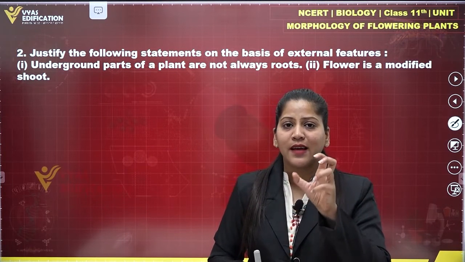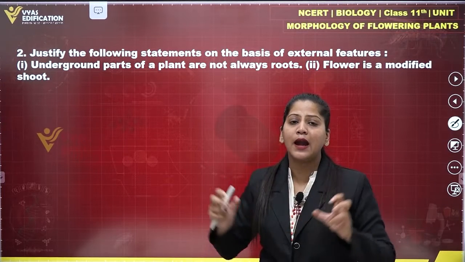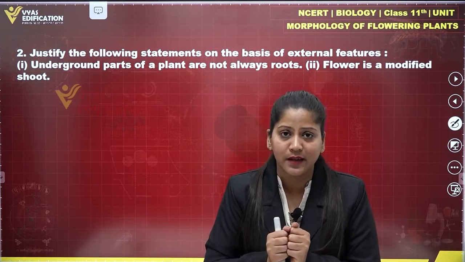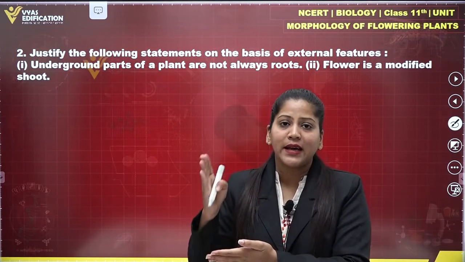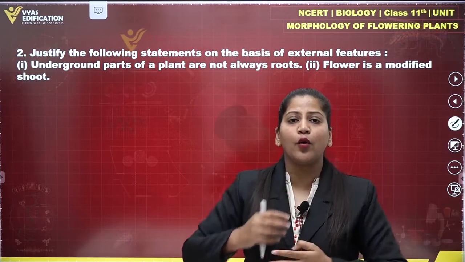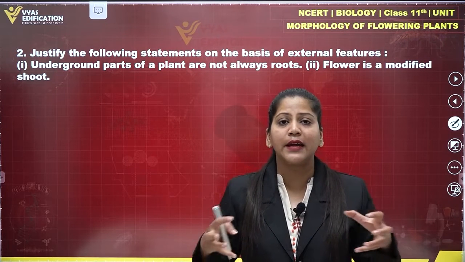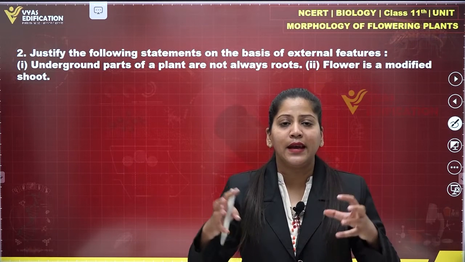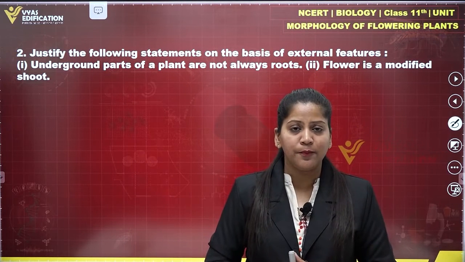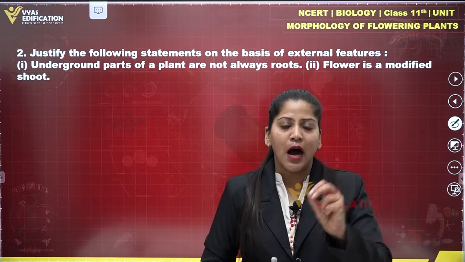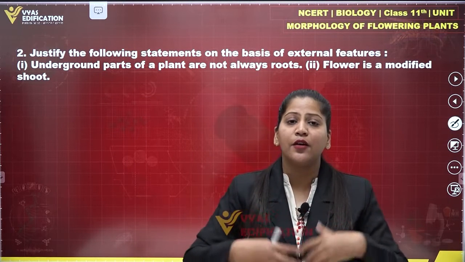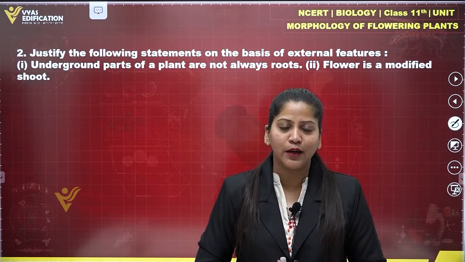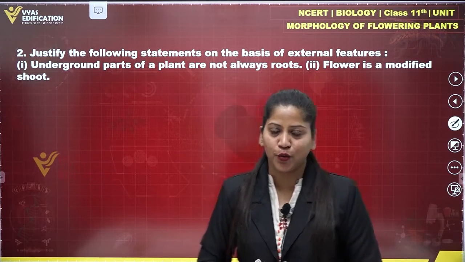Now, what happens after this? The stems get condensed and the internodes lie near to each other. Instead of leaves, other floral appendages arise from the nodes. Therefore, we can clearly say that flower is a modified shoot.